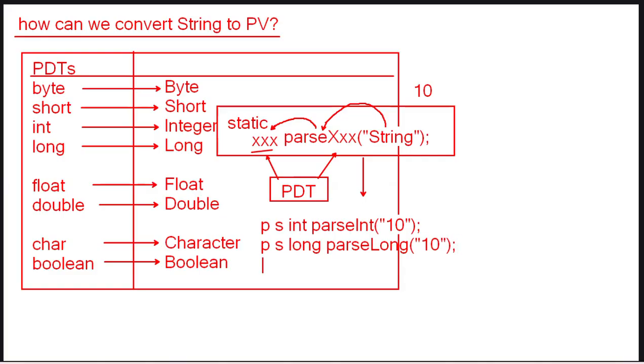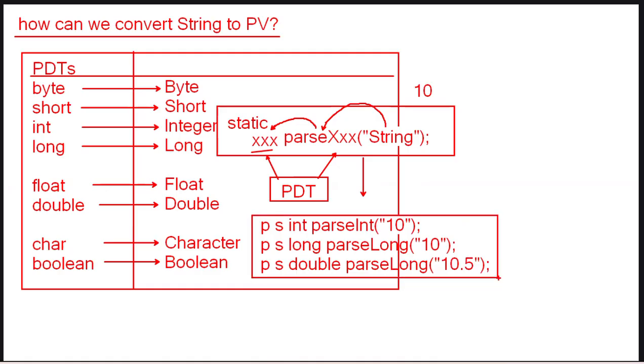I want to convert to double. What is it? Public static, return type is what? double. Method name is what? parseDouble of string 10.5, double quotes 10.5. Now observe. What is the way? How can we convert a string number to a primitive type? For converting string to the primitive type, we have predefined classes for each data type separately. One data type, one class.